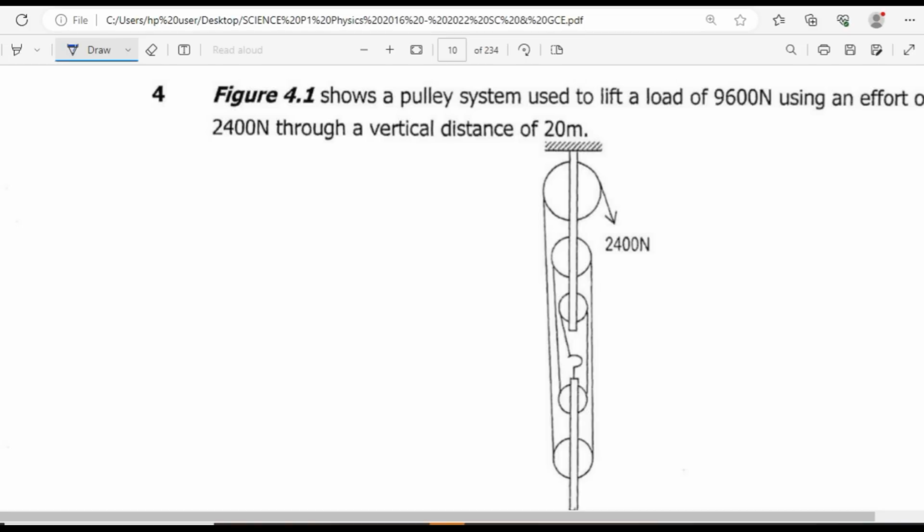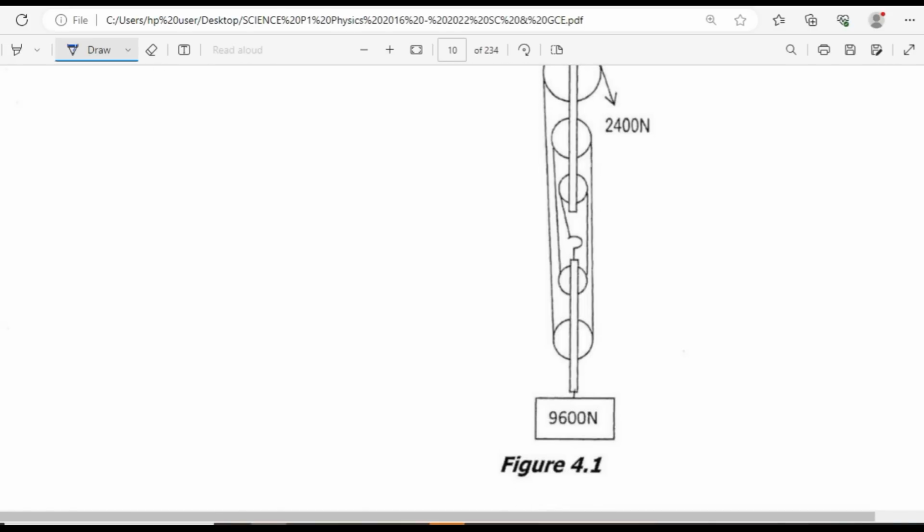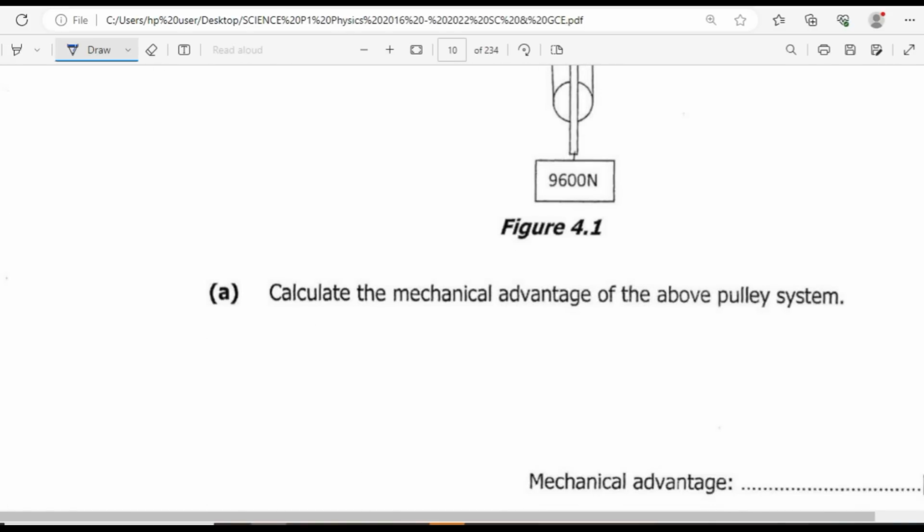Then we have this question where we have a pulley system. Figure 4.1 shows a pulley system used to lift a load of 9,600 newtons using an effort of 2,400 newtons through a vertical distance of this one. Okay. Then the first one is calculate mechanical advantage.